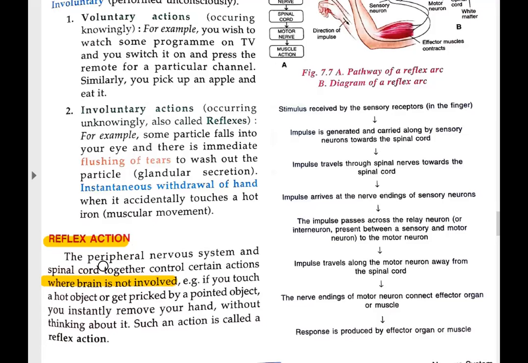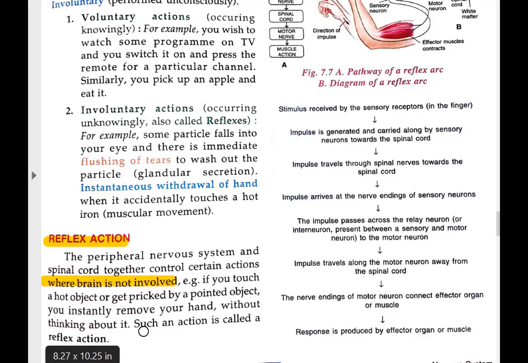Okay, so in such actions, the spinal cord directly gives back the command, okay, you do this. So such actions are reflex actions. So what is involved? Peripheral nervous system and spinal cord. Example, what is the example given?